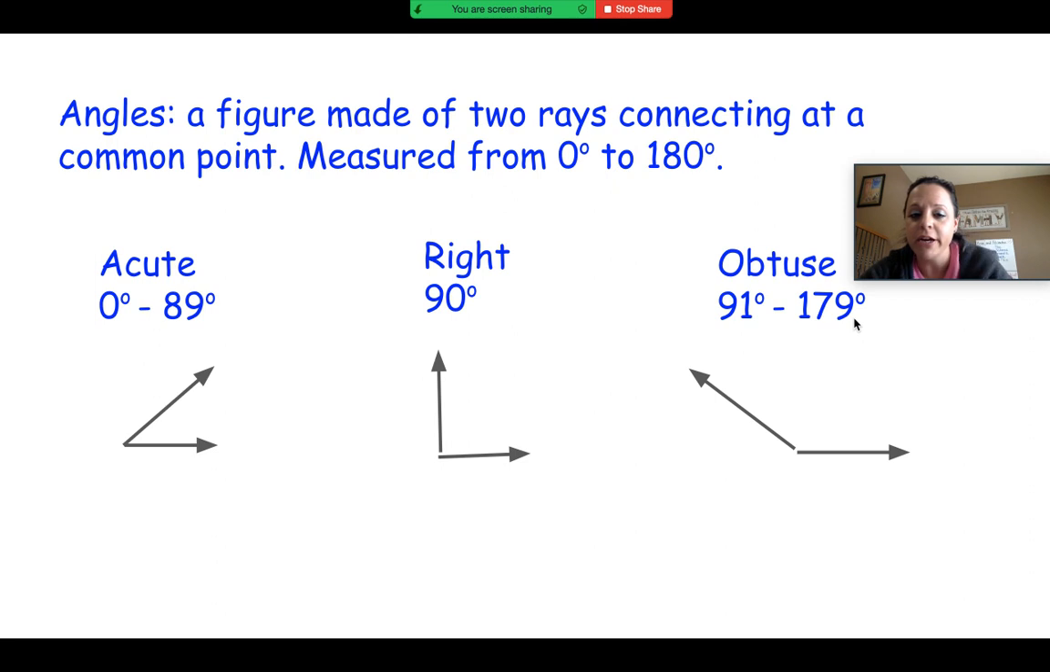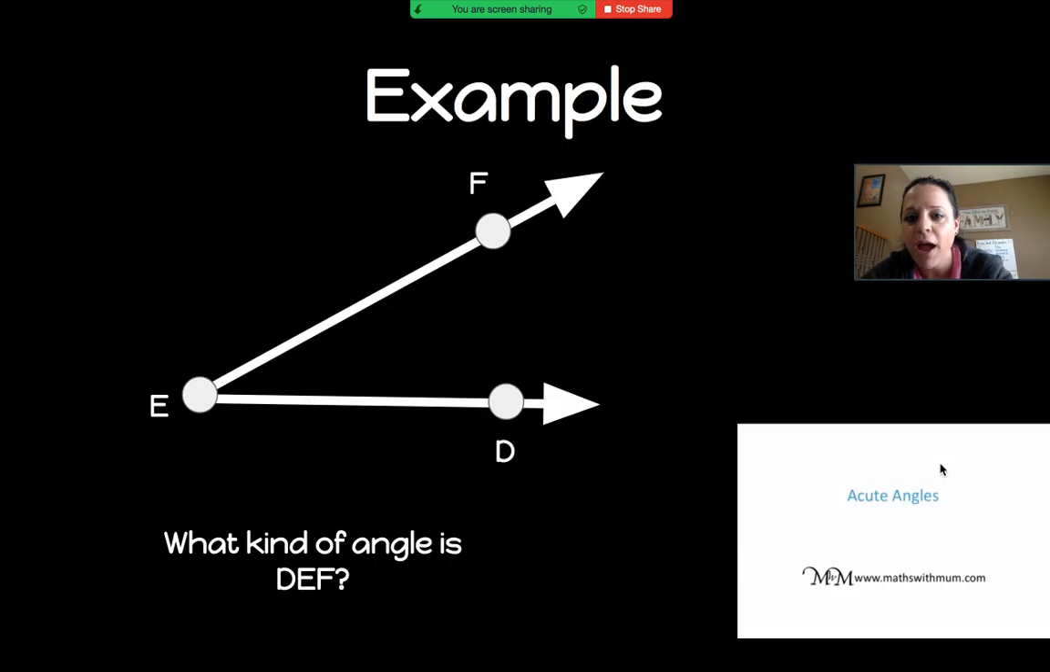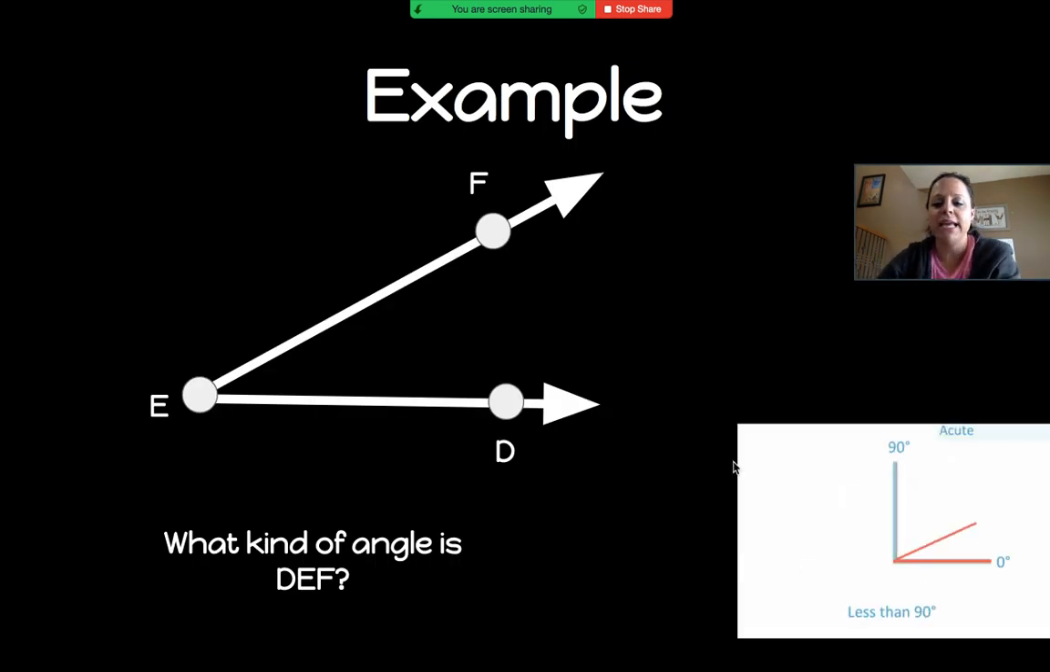I didn't put it on here, but there's also a straight angle, which is exactly 180 degrees. We'll talk about those more tomorrow when we start measuring angles. But a line is actually a straight angle, so 180 degrees. We'll talk more tomorrow.